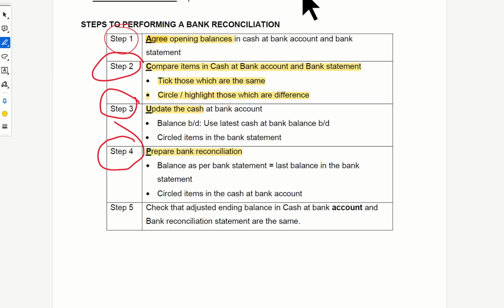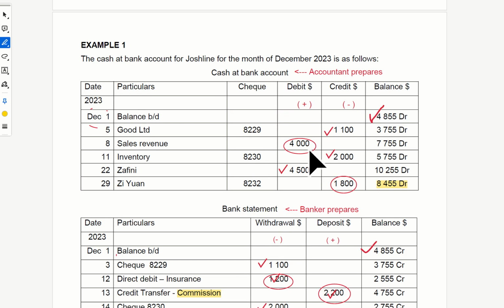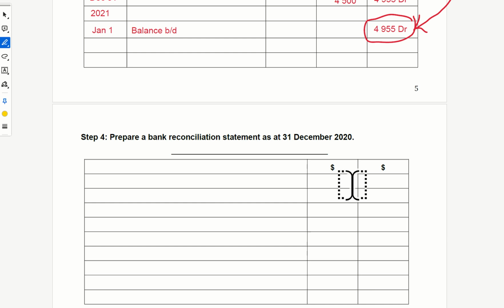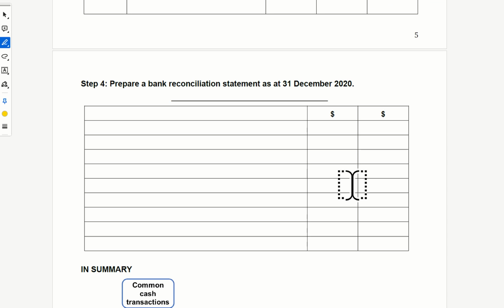You prepare this statement called a bank reconciliation. Now, I'm going to show you how to prepare the bank reconciliation. With the bank reconciliation, you are going to prepare it using the circled items in the cash at bank account. So there are 2 items here in the cash at bank account, a $4,000 and a $1,800. We're going to prepare it using these 2 values. So let's see how we prepare our bank reconciliation statement.